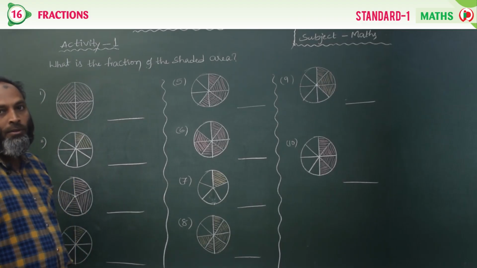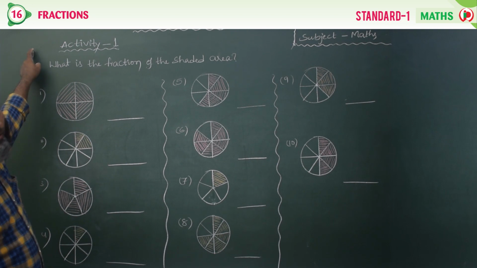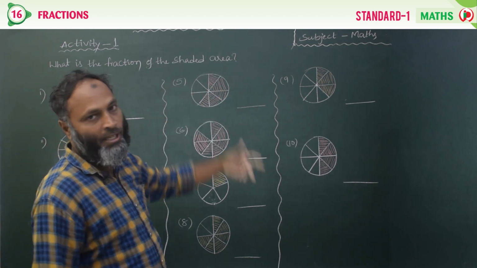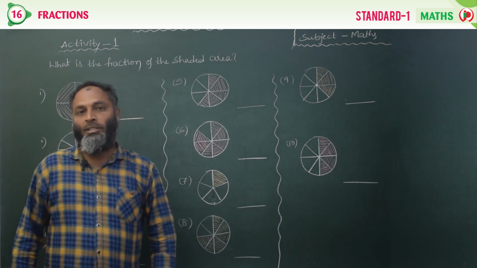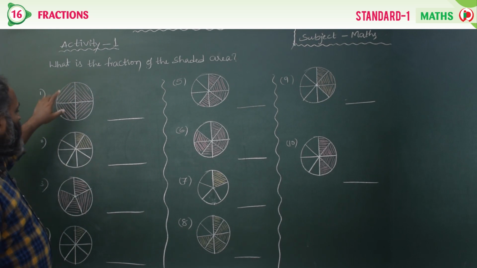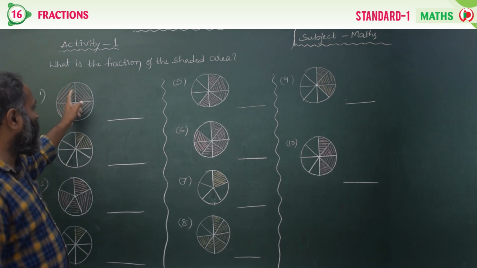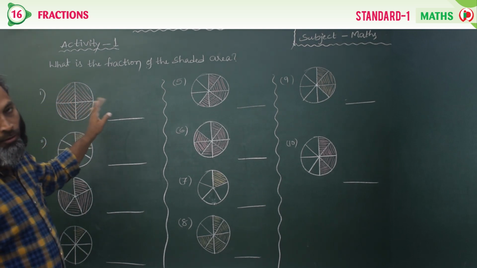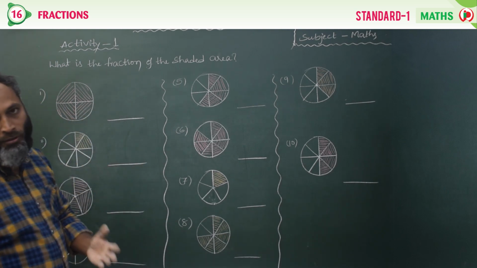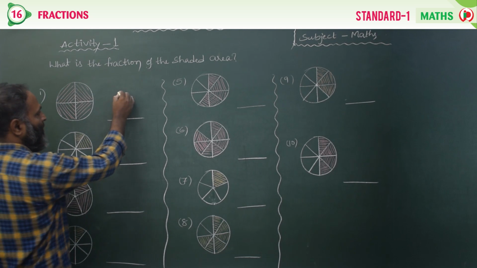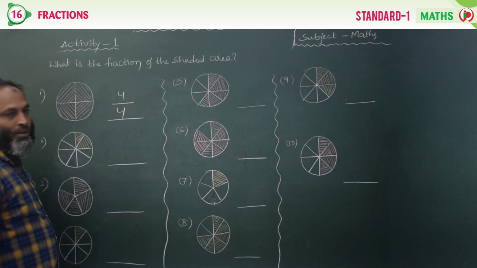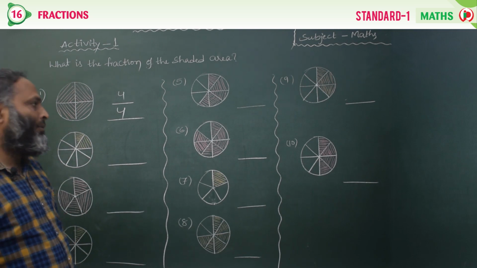Yes, students, see here in activity 1 the question: what is the fraction of the shaded area? We should represent the shaded area as a fraction. In the first circle, in total how many parts are divided? 1, 2, 3, 4. It is divided into 4 parts, and all 4 parts are shaded. First we should write shaded parts by total parts, that is 4 by 4.